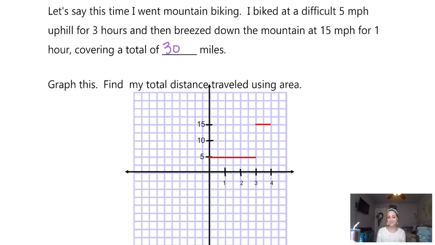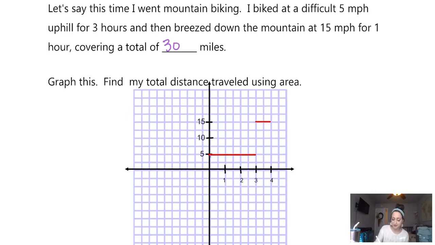So our velocity function should look something like this. So from time 0 to 3, I traveled at a constant 5 miles per hour, and then from hours 3 to 4, I traveled at 15 miles per hour. So if I want to find the area under this red curve now, and again, area under the curve means the area between the curve and the x-axis, what can I do here?